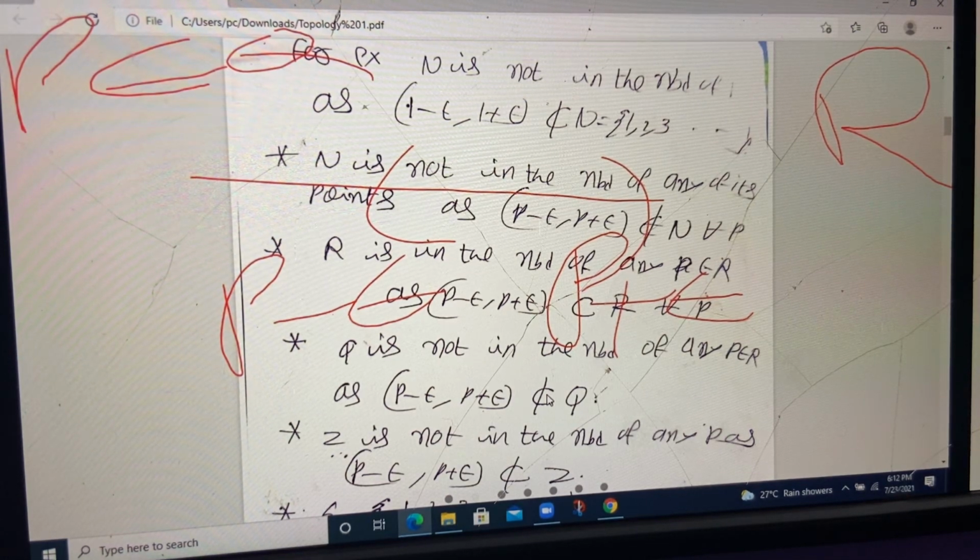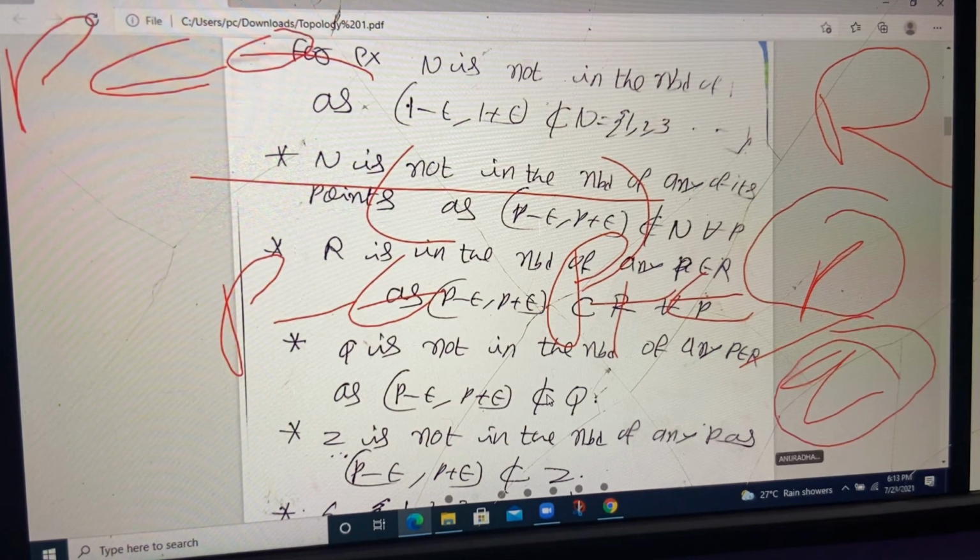We cannot say root 2 is rational. Why? Because root 2 is root 2 by 1, but root 2 is not an integer. So not only should it be in the form p by q, p should be an integer, and q also should be an integer. But if you take root 2, it is in the form root 2 by 1, but root 2 is not an integer.